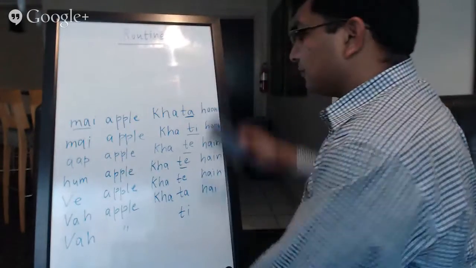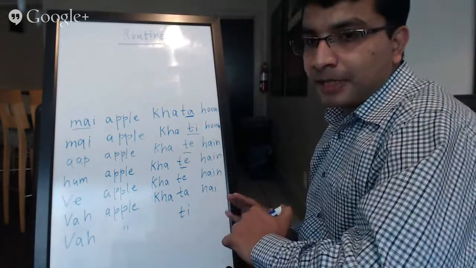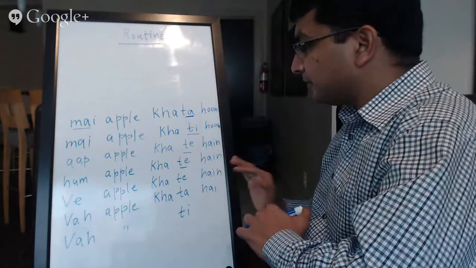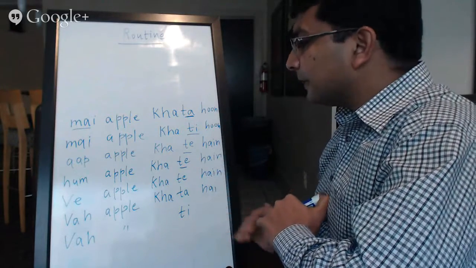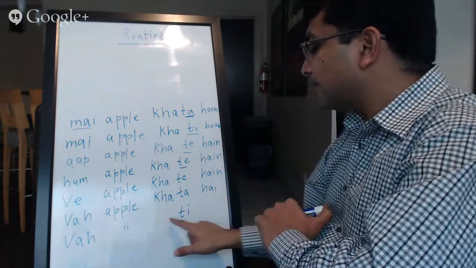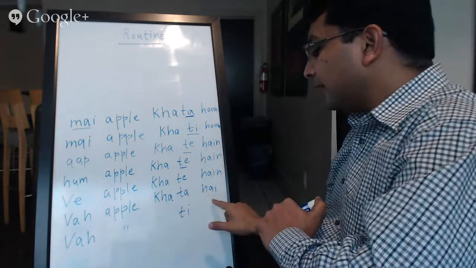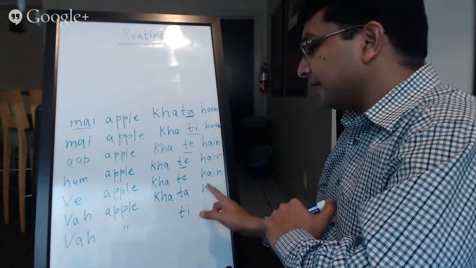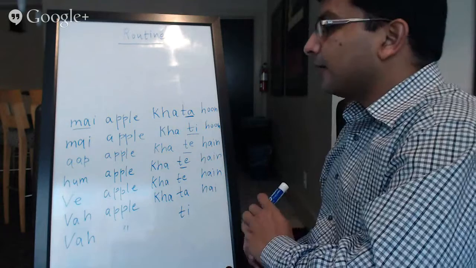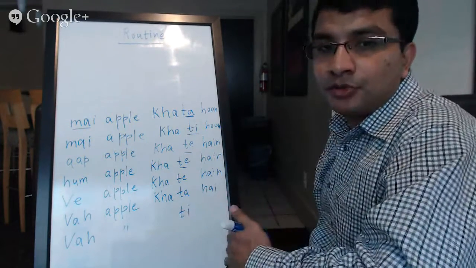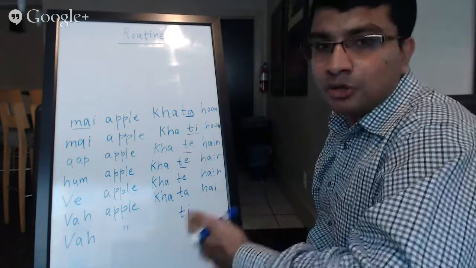When you're doing it for the first time, it may appear a little bit intimidating, but it'll get much simpler because you'll see it's very mathematical. So वह apple खाता है, for he eats an apple, and वह apple खाती है, she eats an apple. Now somebody asked, how do we use informal tu or tum?